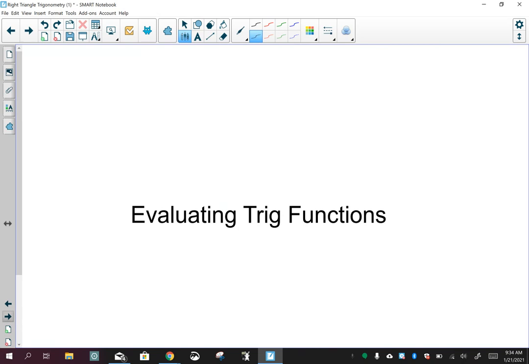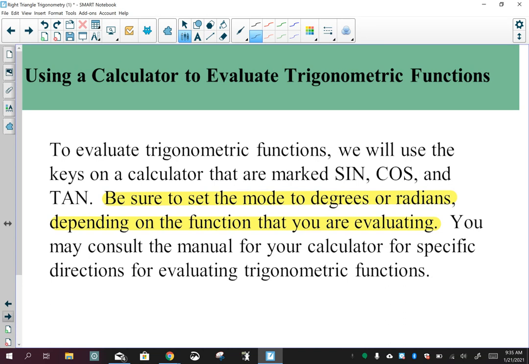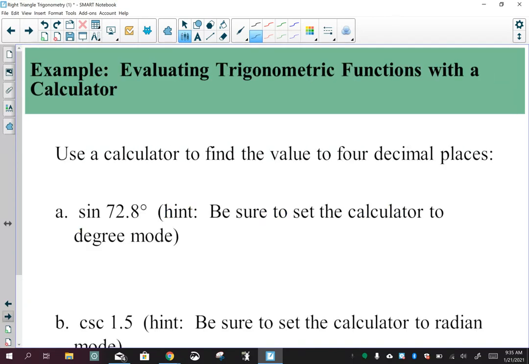All right, evaluating trig functions. Here is the key: in your calculator, be sure to set the mode to degrees or radians depending on the function you are evaluating. Pay attention to what the question is asking. If it gives you sine of 47 degrees, you're in degree mode. But if it gives you sine of 3 pi over 4, you need to be in radian mode.